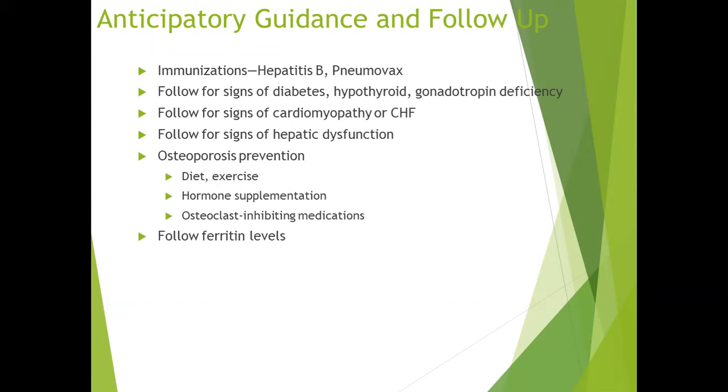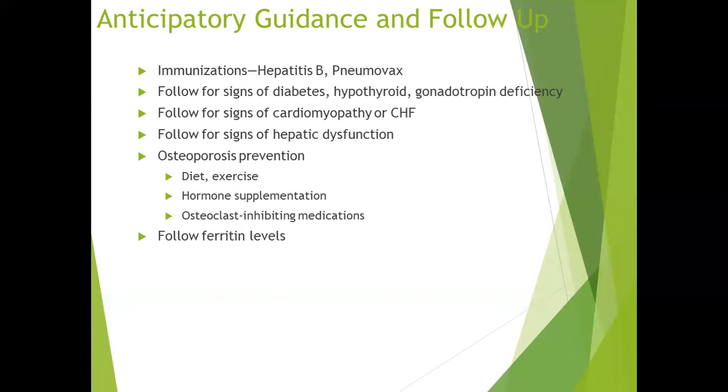Now we need to know about the anticipatory guidance and follow-ups. What you should look for if a thalassemia patient follows up with you in clinics or OPDs. Immunizations, you go for immunization status, and if not immunized, go for hepatitis B and pneumococcal vaccine. Follow for signs of diabetes, hypothyroidism, gonadotrophin deficiency.